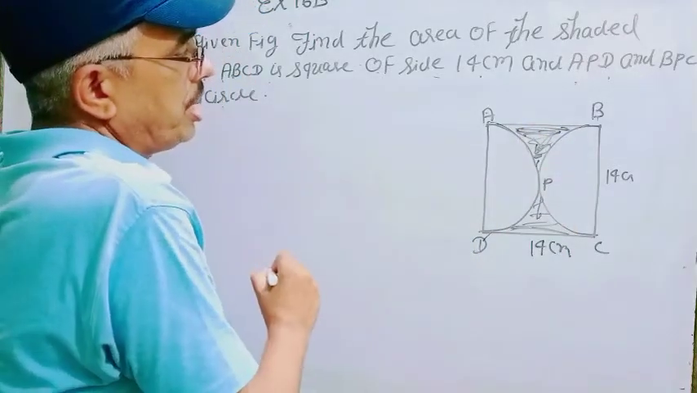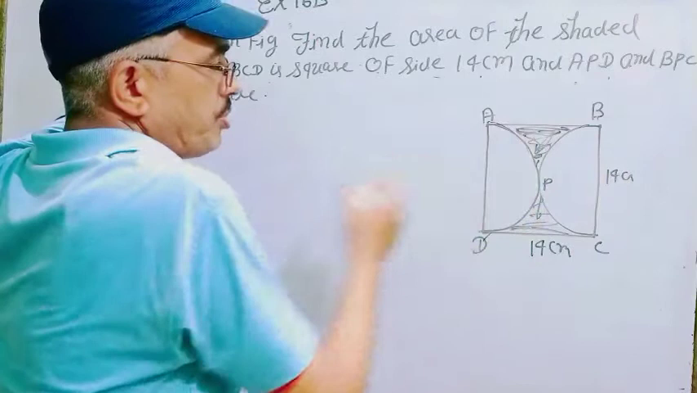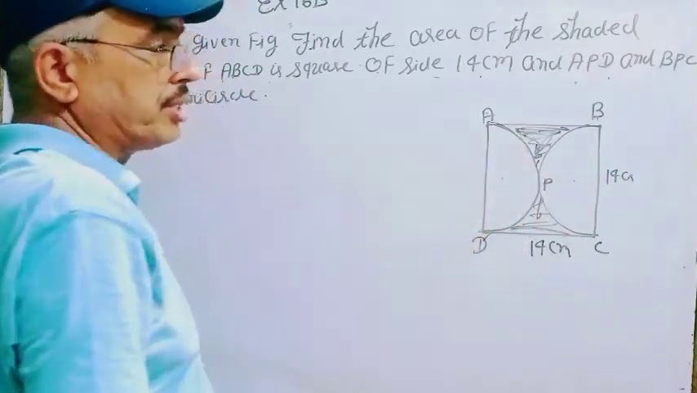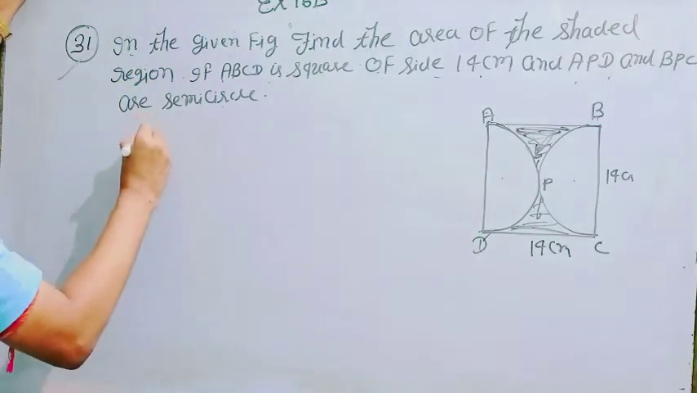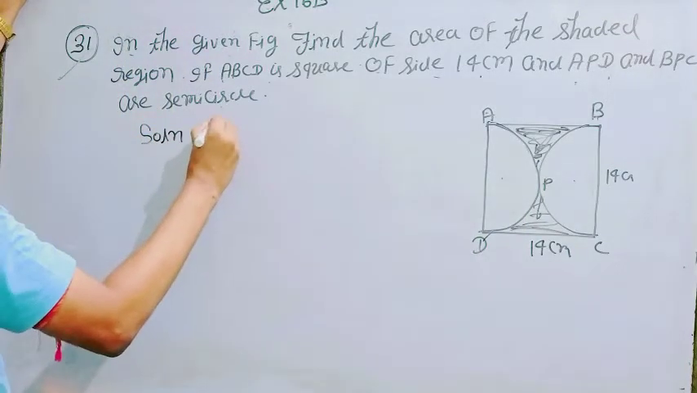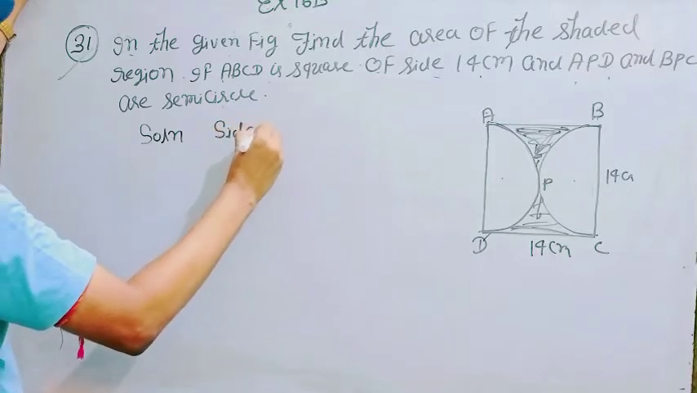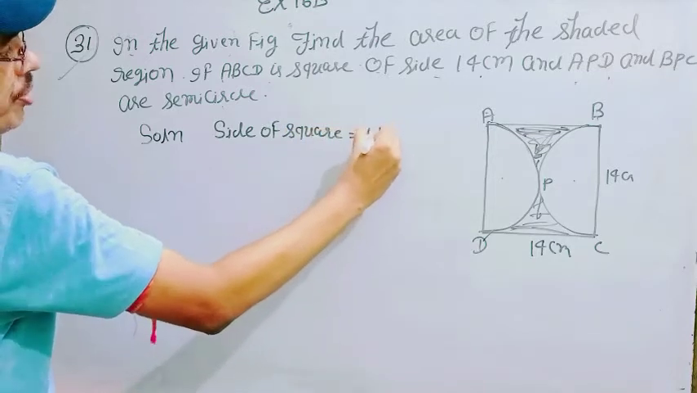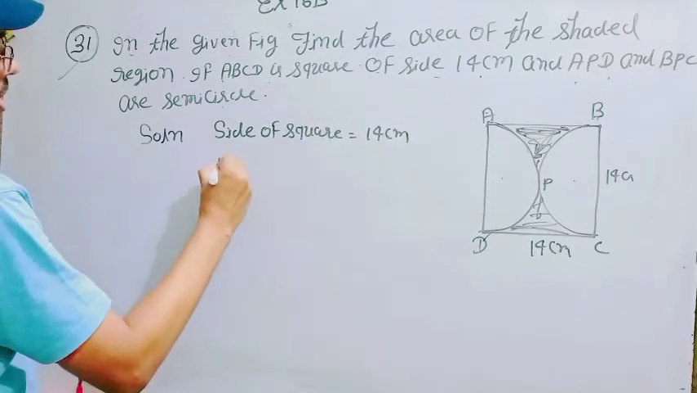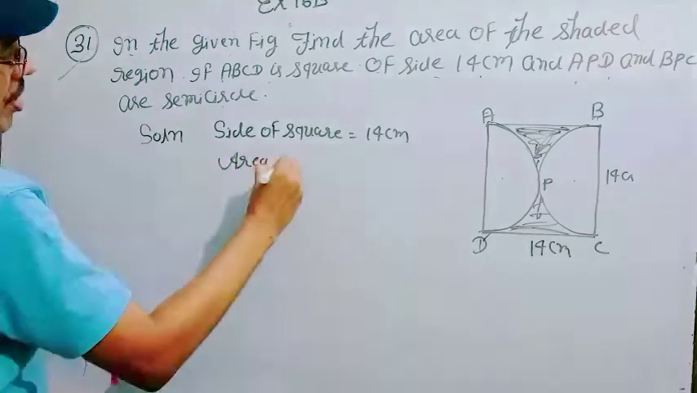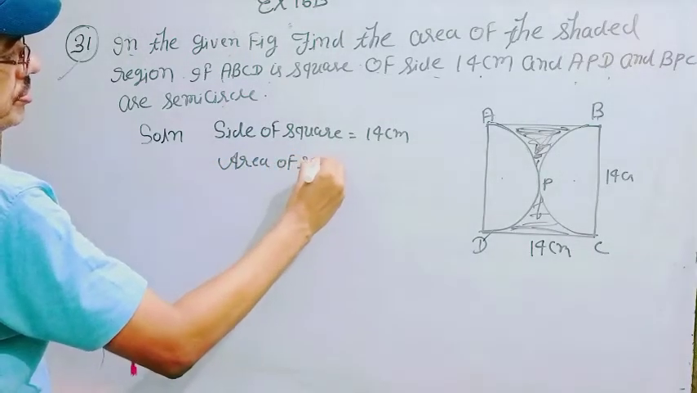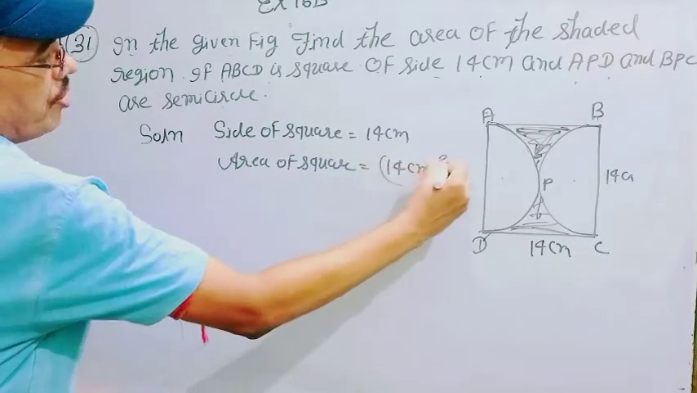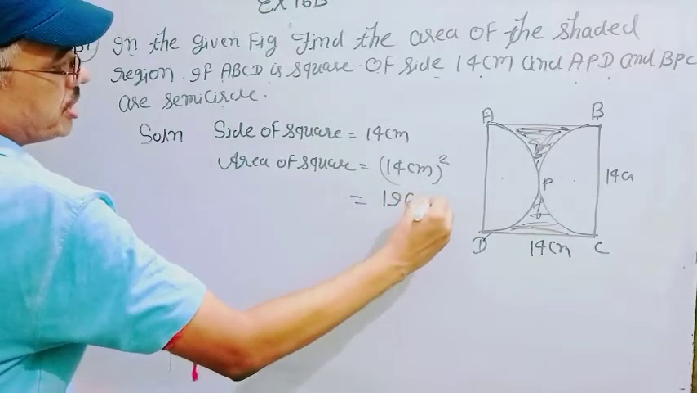So first you find the area of the square and subtract the area of the two semicircles, then you get the remaining portion. So first you write the solution. Side of a square is equal to 14 cm. Area of a square is equal to 14 cm whole square, that is 196 cm square.